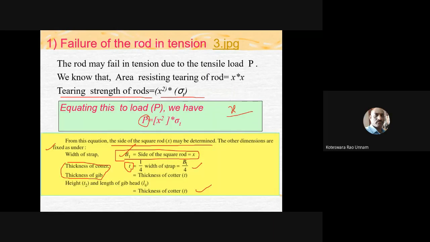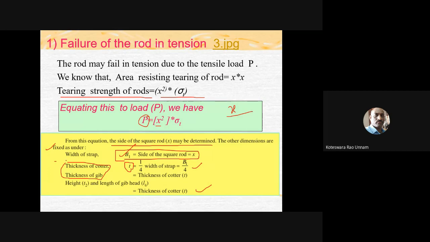For X there is no empirical relation. So only X you have to calculate based on the failure criteria, that is tensile failure of the rod. You have to calculate X. Once you got the X value, then B1 is equal to X. From the diagram you can clearly see that B1 is equal to X only.